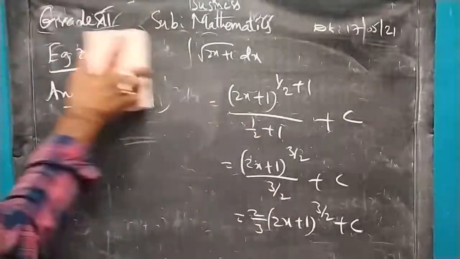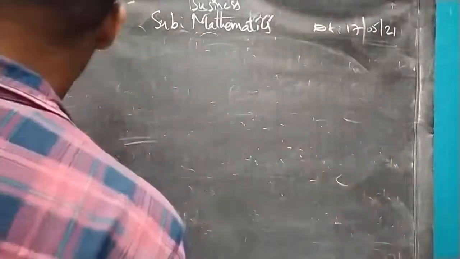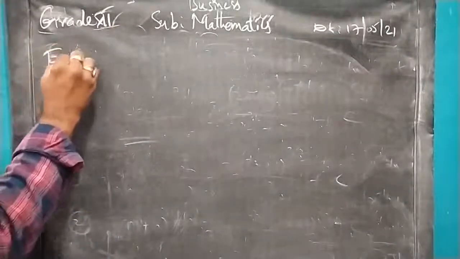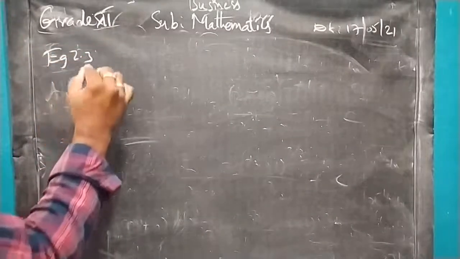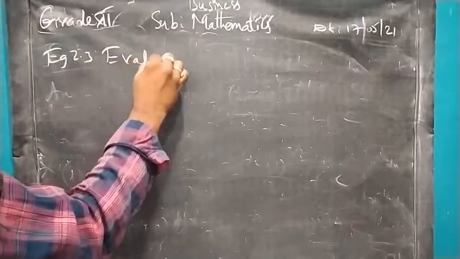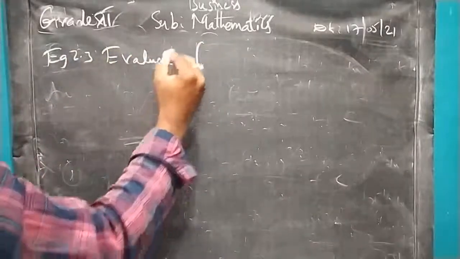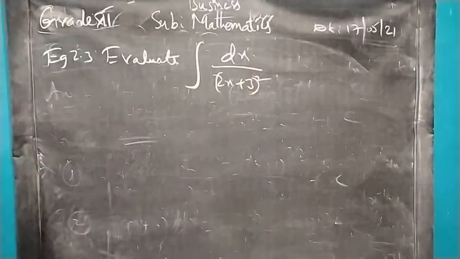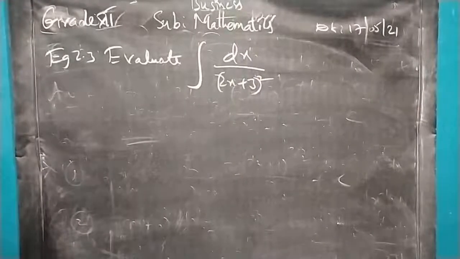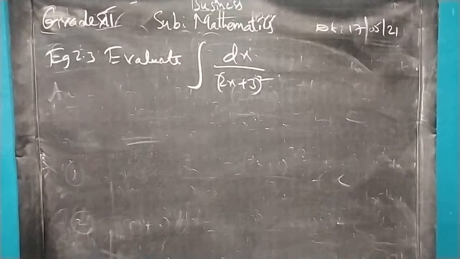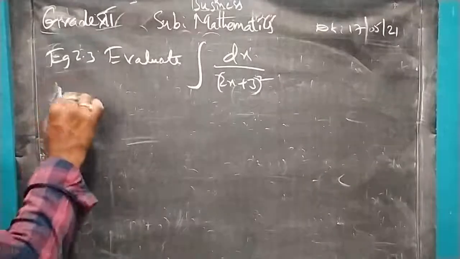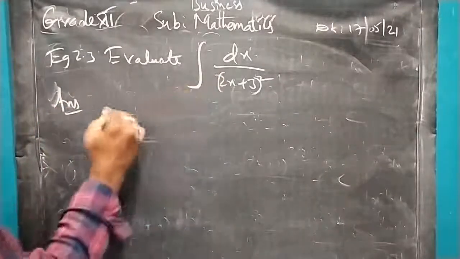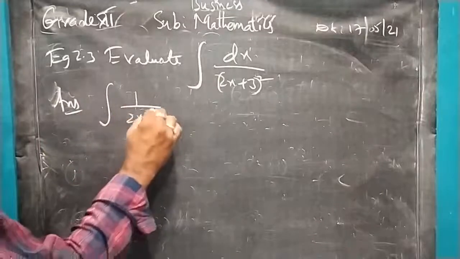Next we will see example 2.3. Evaluate integral dx by 2x plus 3 whole square. We'll see how to solve this here. Answer. Integral 1 by 2x plus 3 whole square.